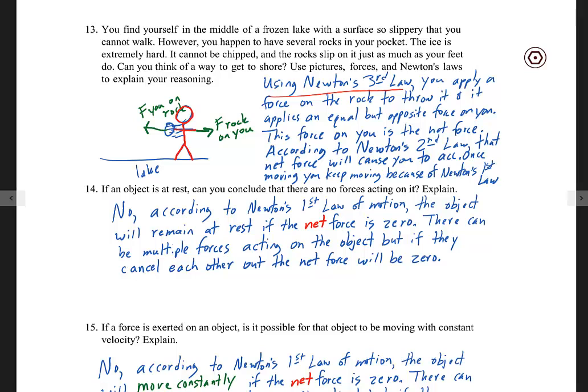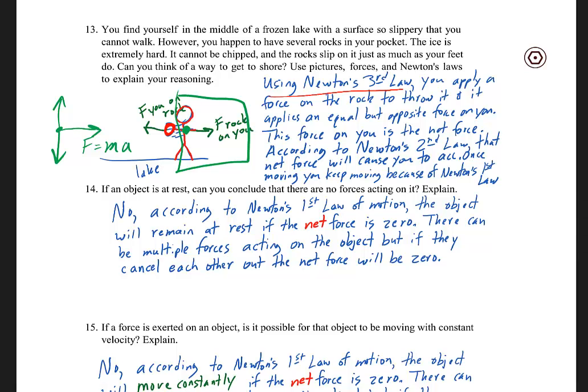So if you apply a force on the rock, the rock is going to apply a force on you, and therefore if you just think about what's happening to you, you have weight, you have a normal force, and the rock is pushing back on you, therefore this force is going to cause your mass to accelerate. So you could hopefully then slide to the edge of the lake.